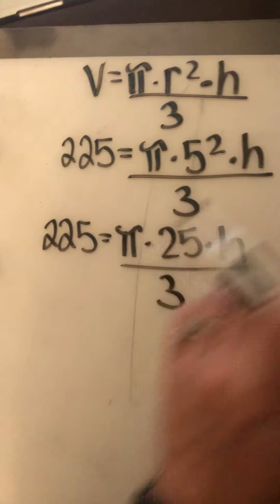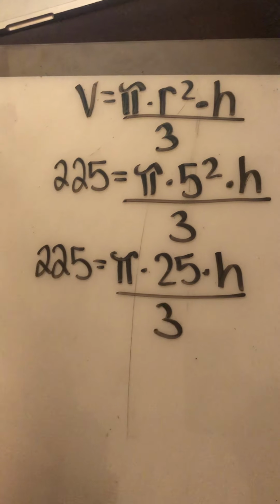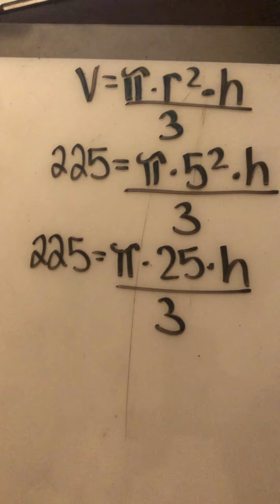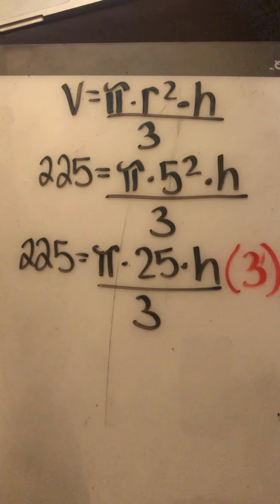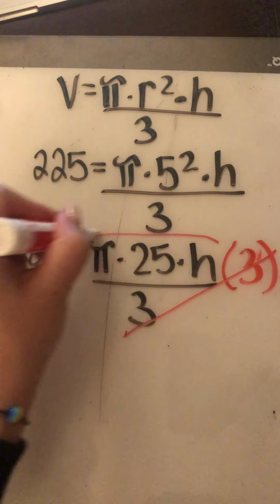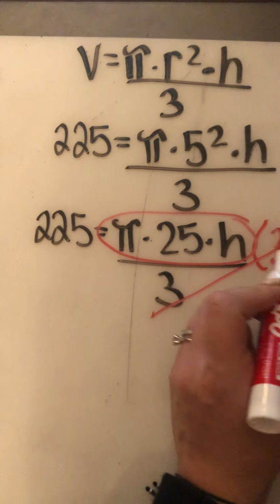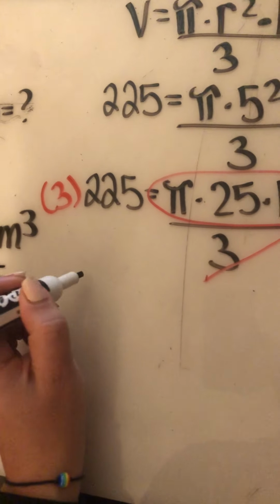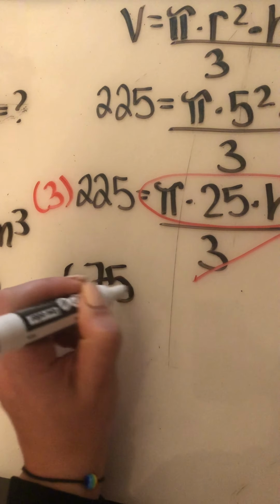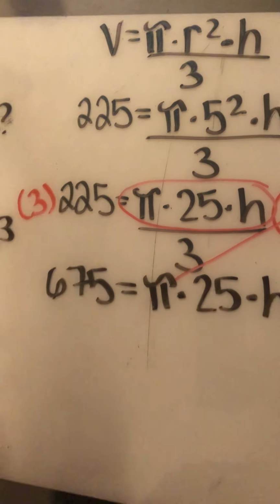Now, I don't like working with this fraction, so I'm going to do the inverse. Division is represented by a fraction line, so this is being divided by 3. I'm going to multiply by 3 to eliminate my fraction on the right side, and I will be left with my numerator. Whatever we do to one side, if I multiply by 3 on the right, I have to multiply by 3 on the left. Then I'll be left with 675 equals pi times 25 times h.